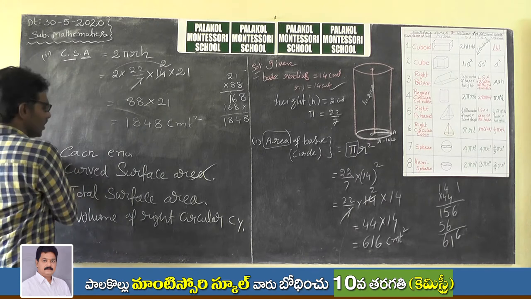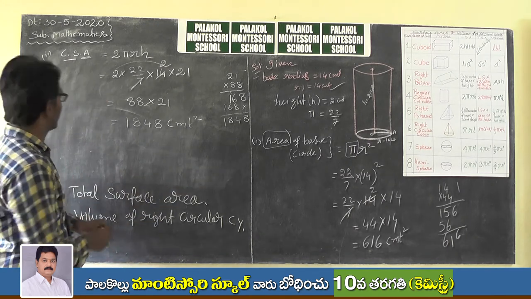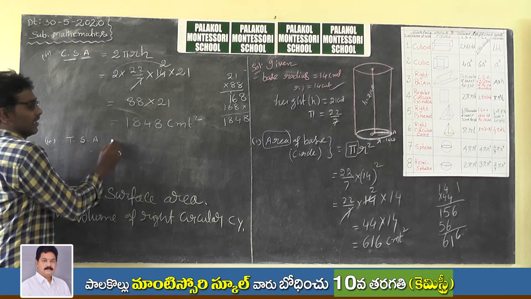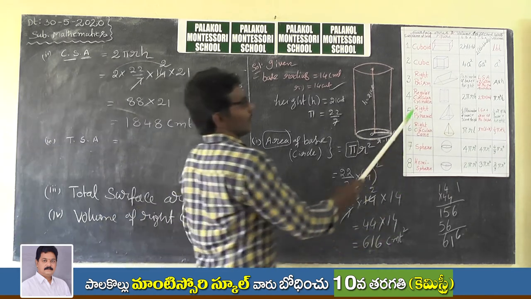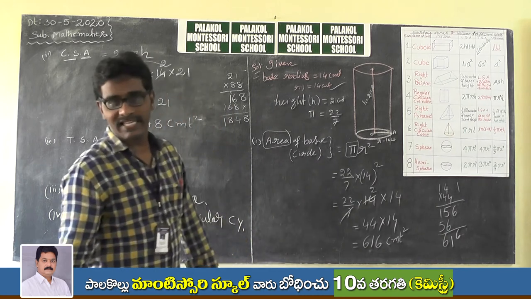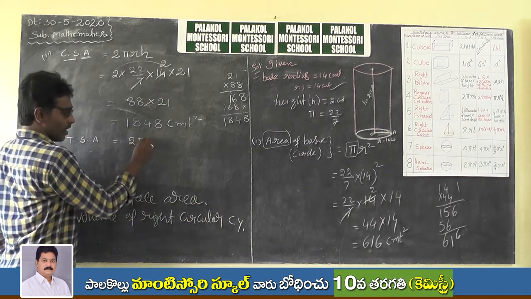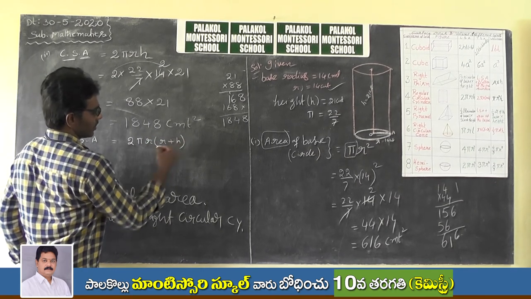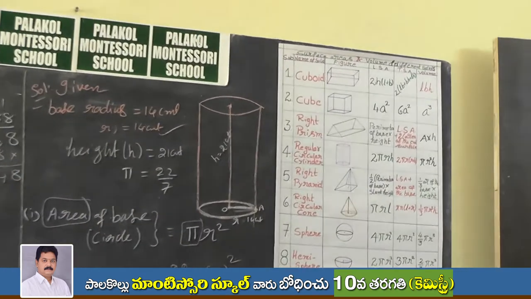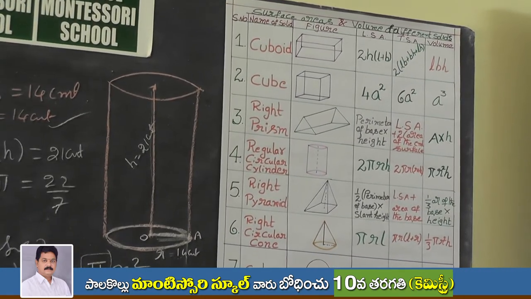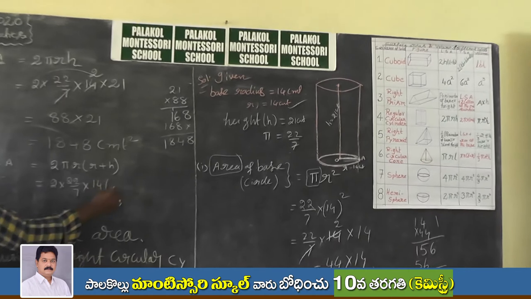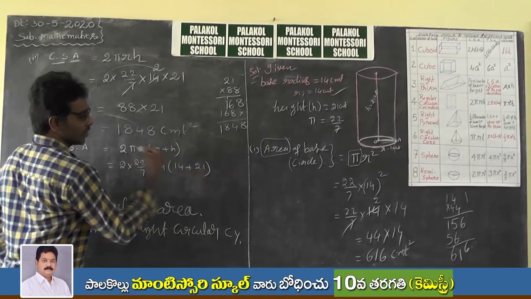Next one, third question, total surface area. Total surface area shortcut, TSA. Total surface area of the cylinder formula, remember this one: 2 pi r of r plus h. So here write 2 into pi, which is 22 by 7, into r value 14, of 14 plus h value 21.